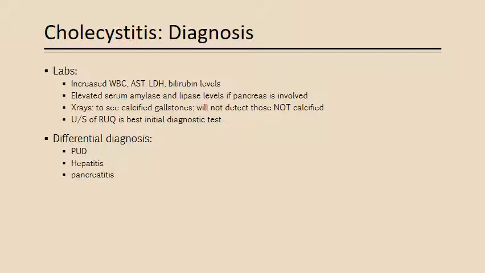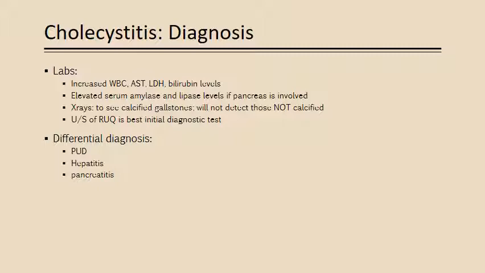Diagnostically, the labs will see an increase in the white blood count, and the AST, LDH, and bilirubin levels will be elevated. You'll see serum amylase and lipase levels elevated if the pancreas is getting involved. X-rays will show calcified gallstones, but will not detect stones that have not yet calcified. In other words, if it has not yet developed into the stone phase, you're not going to see that. The ultrasound of the right upper quadrant is the best initial diagnostic test.